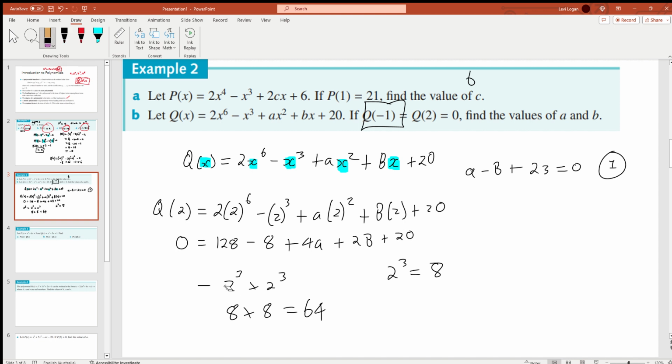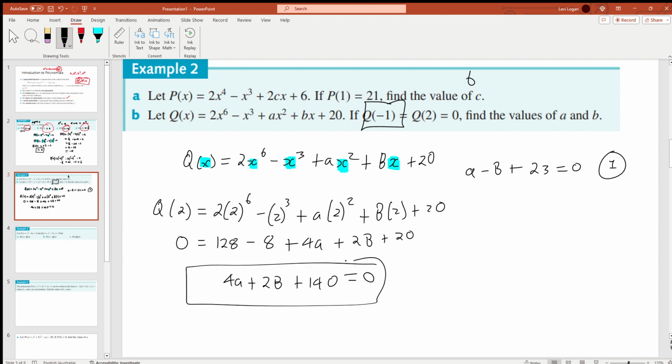So now I'll rub that stuff out. And let's see if we can simplify this. Now we can see, before we even evaluate anything, we've got 4a plus 2b, 28 minus a is 120, plus 20 is 140, 140 equals 0. Now you can see they're all factors of 2, so if you really wanted to, you can divide the entire equation by 2, so you get 2a plus b plus 70 equals 0. They're exactly the same thing, one's just a scalar multiple of the other.